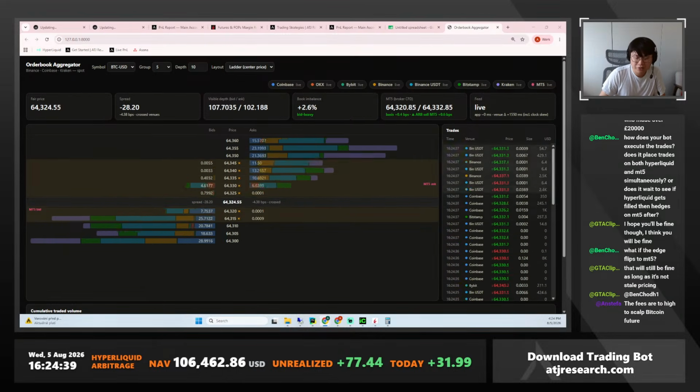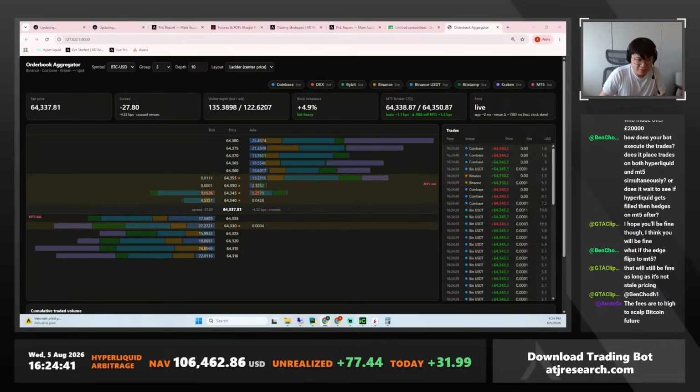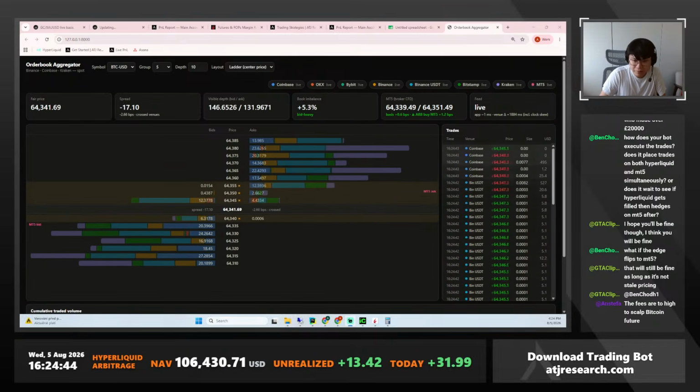The fees are too high to scalp Bitcoin futures. You need to find an exchange that has low fees. You have to research multiple exchanges.